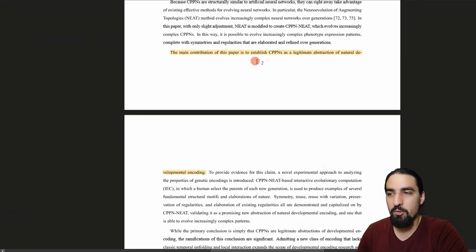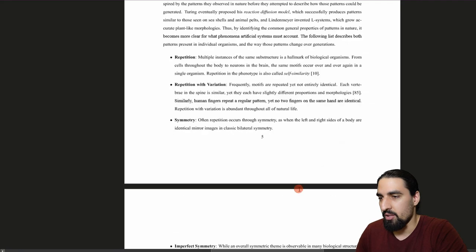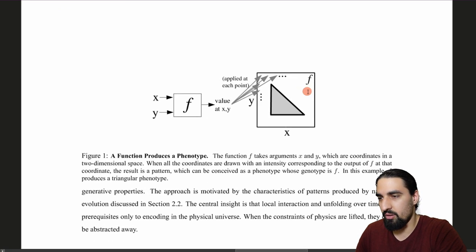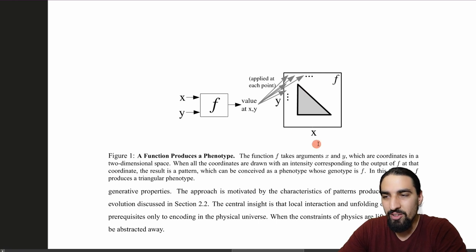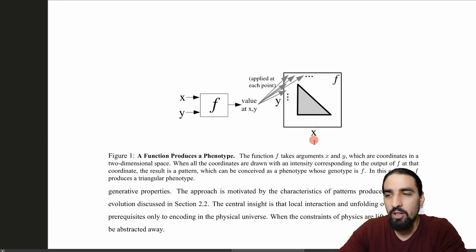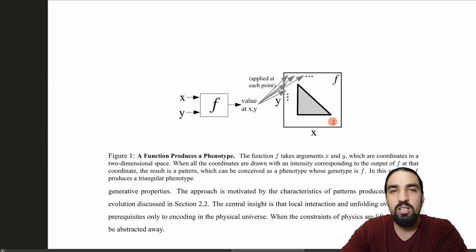Basically, the main contribution of the paper is to establish that CPPNs are a legitimate abstraction of natural developmental encoding, which may not be super obvious at first glance. So the example here shows that you can have this phenotype being generated by this function f, instead of having local interactions and temporal unfolding to get the final 2D morphology. In this case the morphology is just a triangle, so it's not a biological morphology, but nonetheless you can abstract it away and deal with mathematical objects in 2D space. So f is a developmental model of this triangle, if you will.